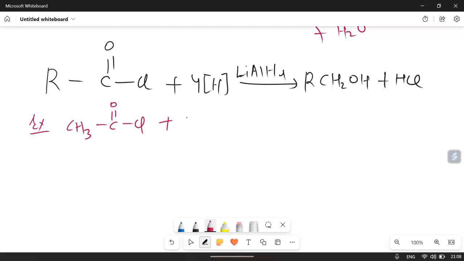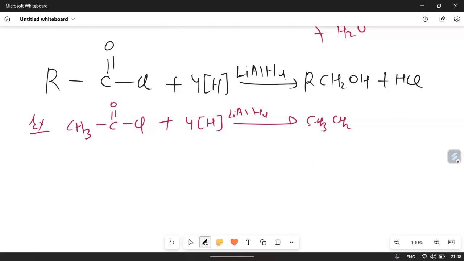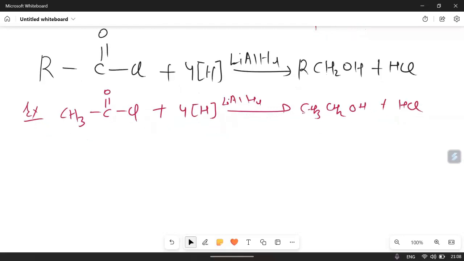For example, related to this, acetyl chloride. This is acetyl chloride treated with 4 moles of hydrogen, LiAlH4, gives CH3CH2OH plus HCl. So this is the method.